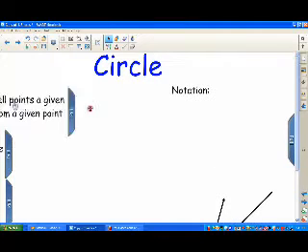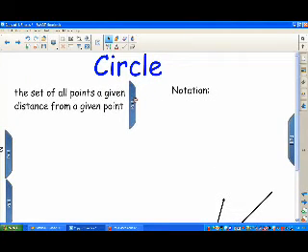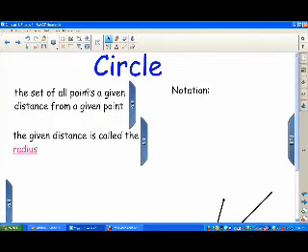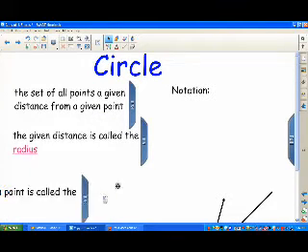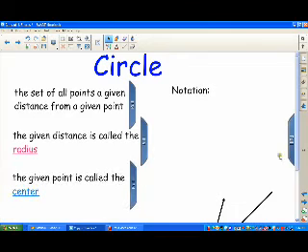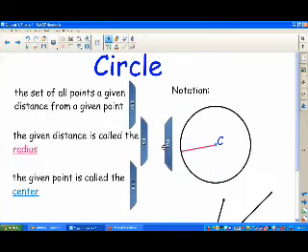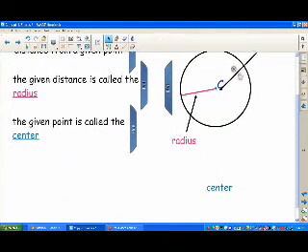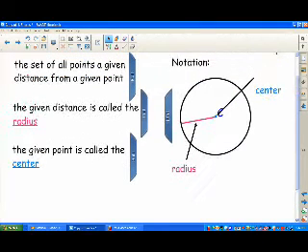All right, so a circle. It's the set of all points a given distance from a given point. Okay, it's a set of all points. That given distance that was in this previous statement is called the radius, and the given point is the center. So, for example, I give you a circle. The actual circle, this black circle here, is the set of all points that is a set distance from the center. Okay, and that set distance would be our radius, and that is going to be our center.